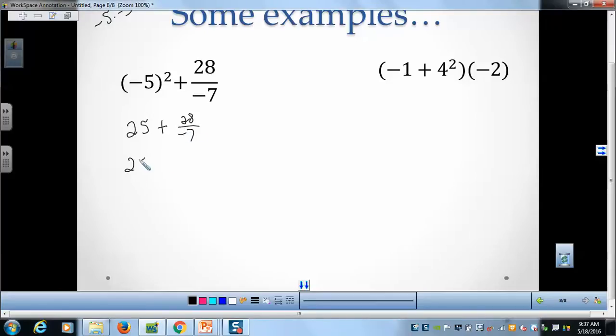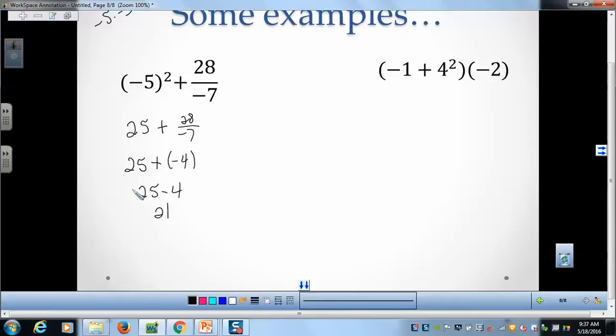So I'm going to bring down the 25. I'm going to bring down the addition. And now what I'm going to do is put this result in parentheses. So I have 28 divided by negative 7, which is negative 4. Now let's take care of this double sign. A positive negative is really just a negative, so this is really 25 minus 4, and then 25 minus 4 is 21.